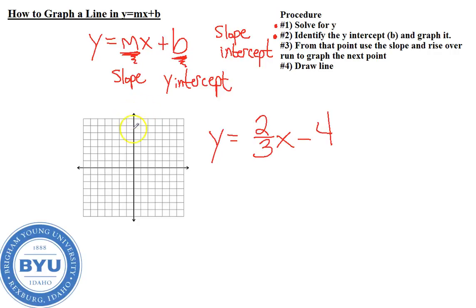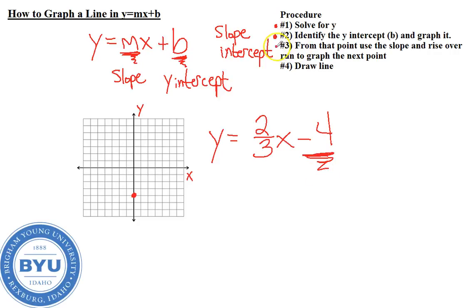So on the y-axis, this is the y-axis right here. Remember, x is the horizontal axis, and y is the vertical axis. I'm going to go down 4. 1, 2, 3, right there. That's my y-intercept, because this value right here, the value not with the x, is the y-intercept.